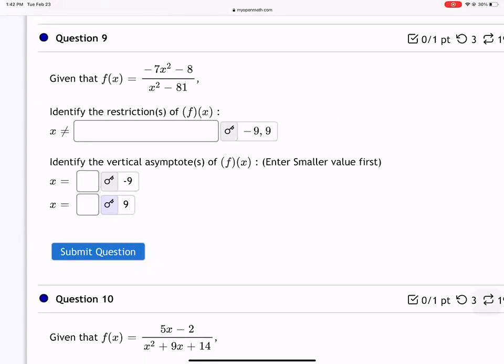So not only is this a logical step here, we're saying what values do not work. They do not work at negative 9 or 9. And that leads us to say, because they don't work, they are now vertical asymptotes. They're going to shoot up to infinity.